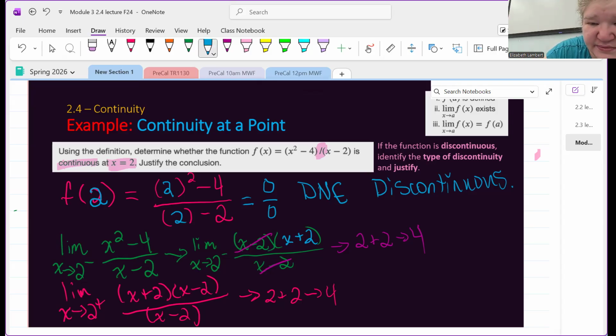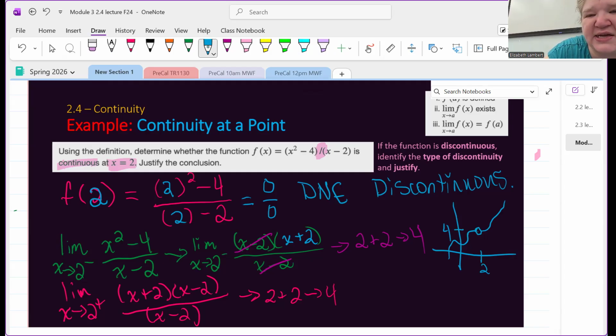So if we think about sketching that, whatever the graph is doing, at x equals 2, either side is getting really, really close to 4. So I've got my open circle at (2, 4), and I know it's 4 because that's what the limit value approached.